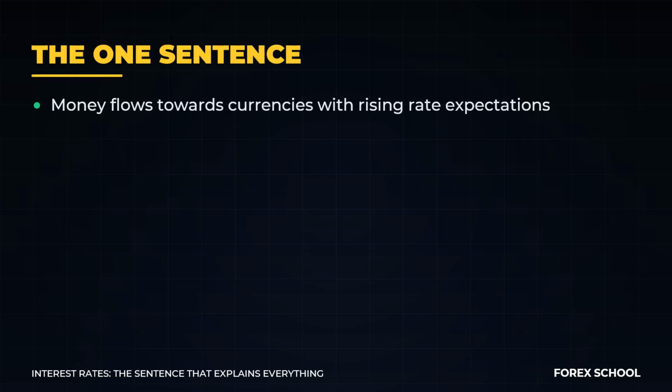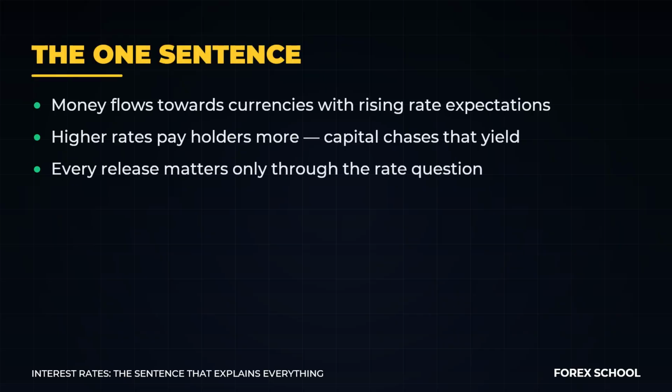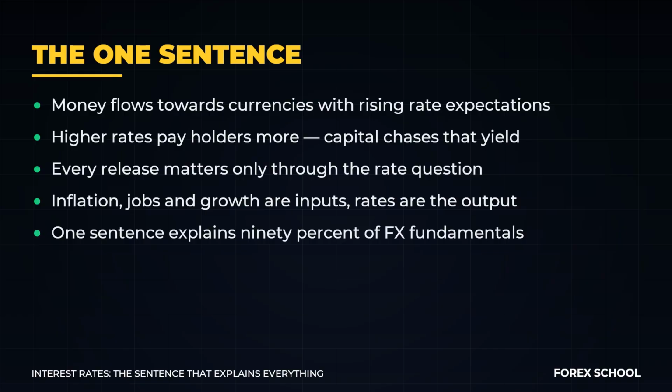Here it is, the sentence that explains 90% of what happens in foreign exchange. Money flows towards currencies whose interest rates are expected to rise, and away from currencies whose rates are expected to fall. That's the whole engine. Global capital is permanently hunting for yield, and a currency backed by rising rates simply pays its holders more to own it. Pension funds, banks, corporations, trillions shift on that arithmetic.